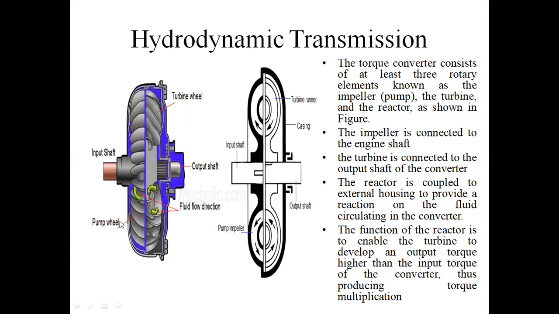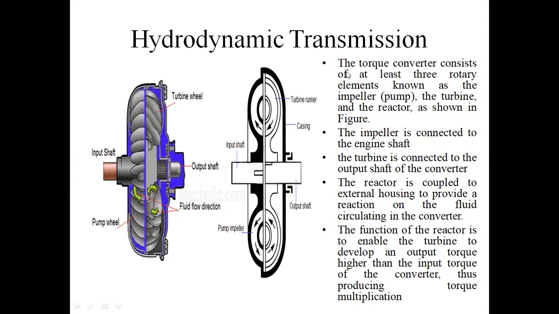Here are the main parts. This is the pump. This is the turbine. Next, this is the fluid flow direction. The direction will be controlled by the reactor. The pump is connected to the input side of the shaft. The turbine is connected to the output side of the shaft. The reactor sends fluid from the secondary side to the primary side.